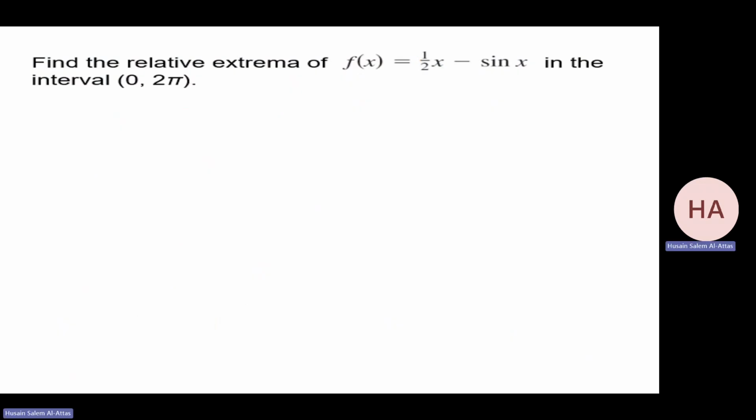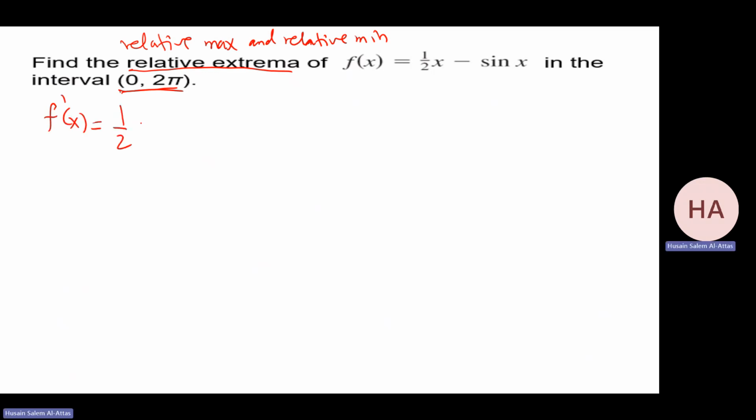Find the relative extrema. When they say relative extrema, they mean they want what? Relative max and relative min. So you see the word relative extrema means they want both, relative maximum or relative minimum. Okay, we'll do the same. What's the domain? This is the domain. Okay. So we'll find f prime.